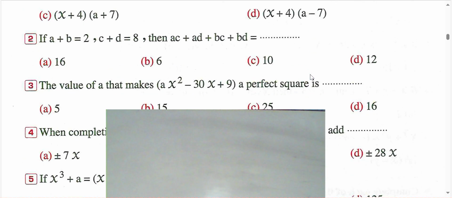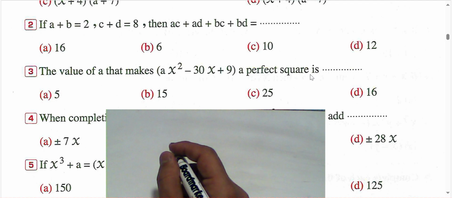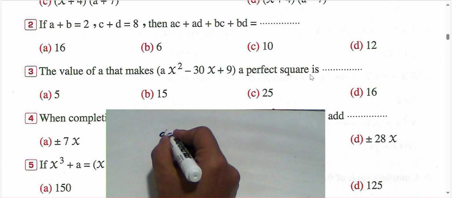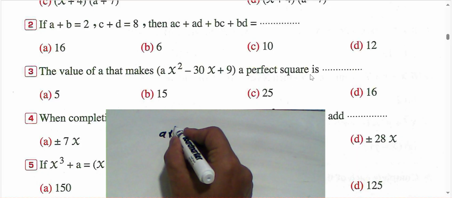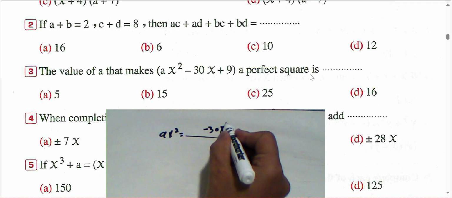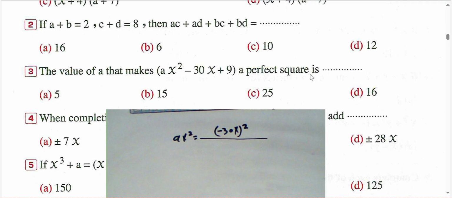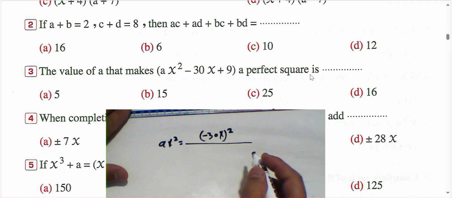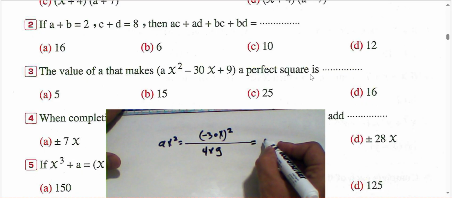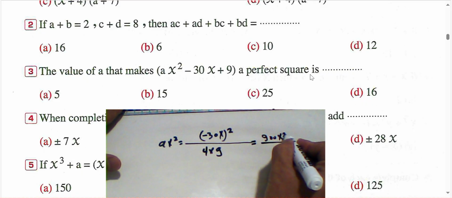Next question. Find the value of a that makes ax power 2 subtract by 30x plus 9 a perfect square. Perfect square means the first term will be equal to the middle term power 2 over 4 product by the third term, which was 9. Then 30x power 2 will be 900x power 2.